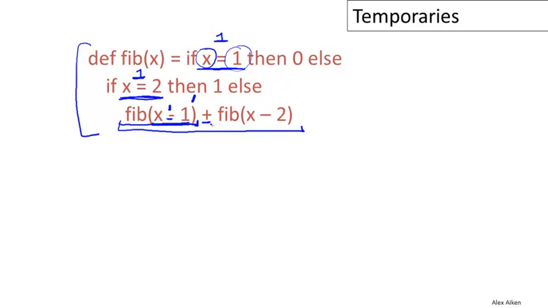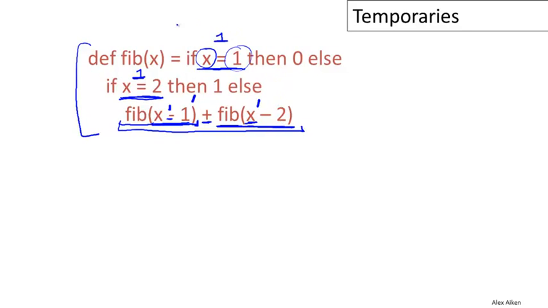Okay. And now, what about the second side of this addition here? Well, this also involves a subtraction. So we're going to have one temporary here to hold on to the value of x while we're evaluating the minus to compute the value of the argument before we call fib.